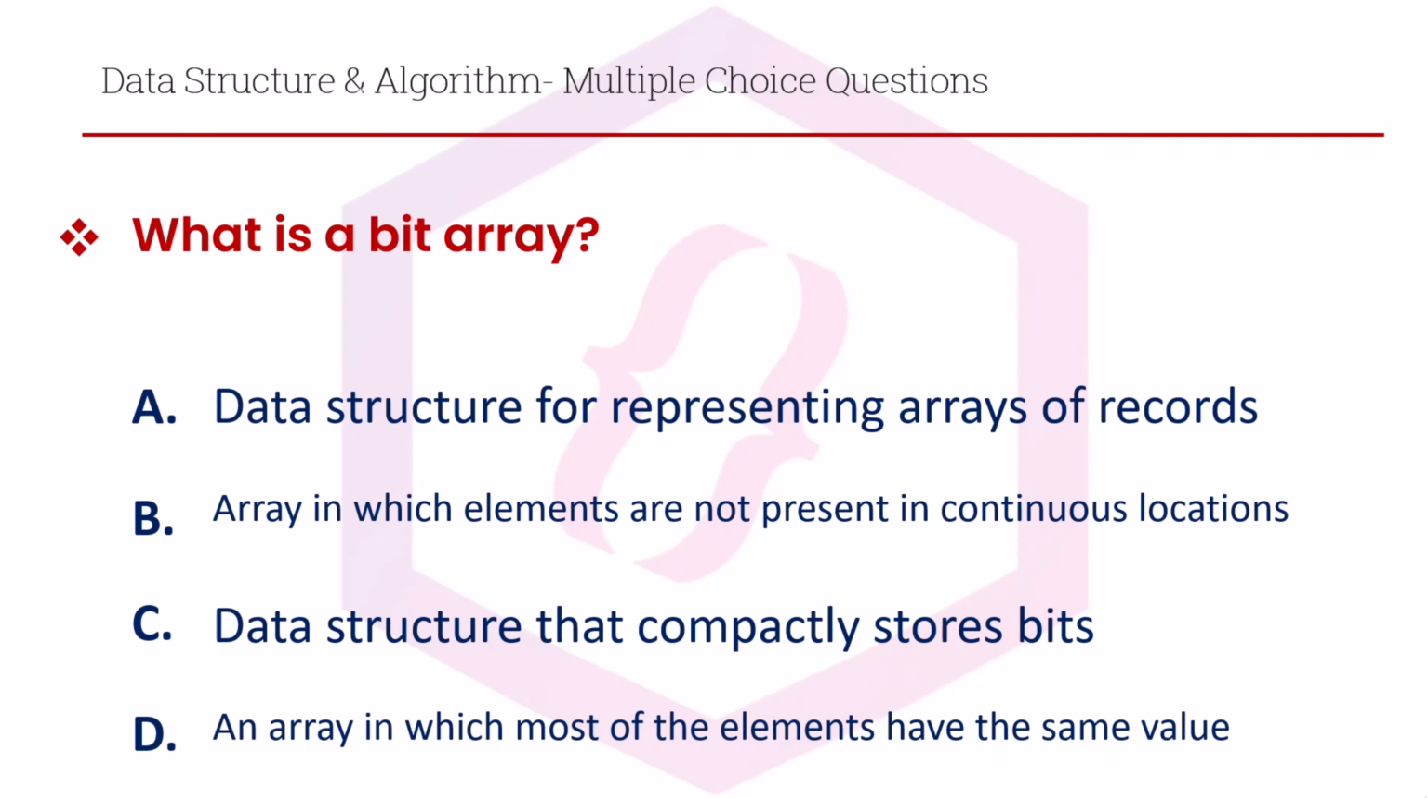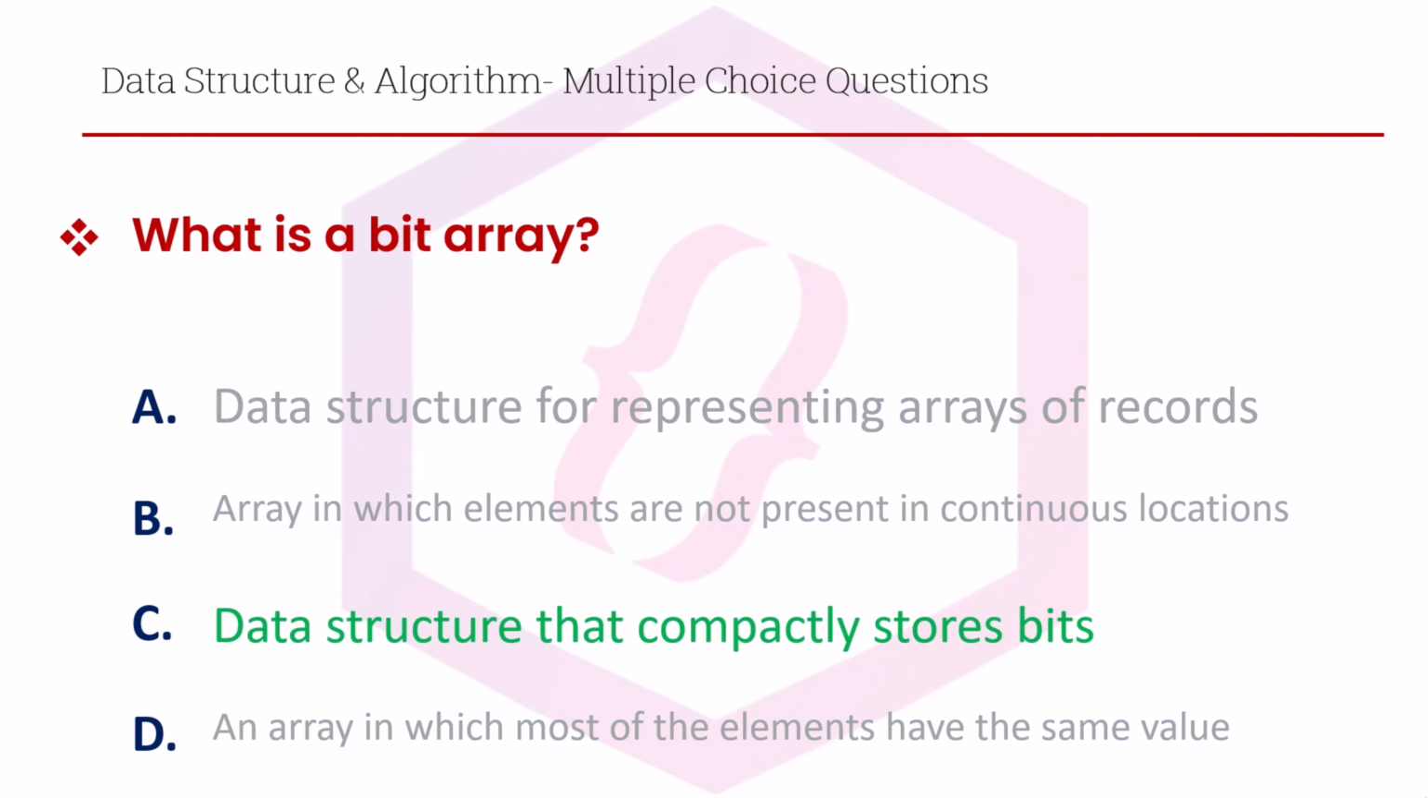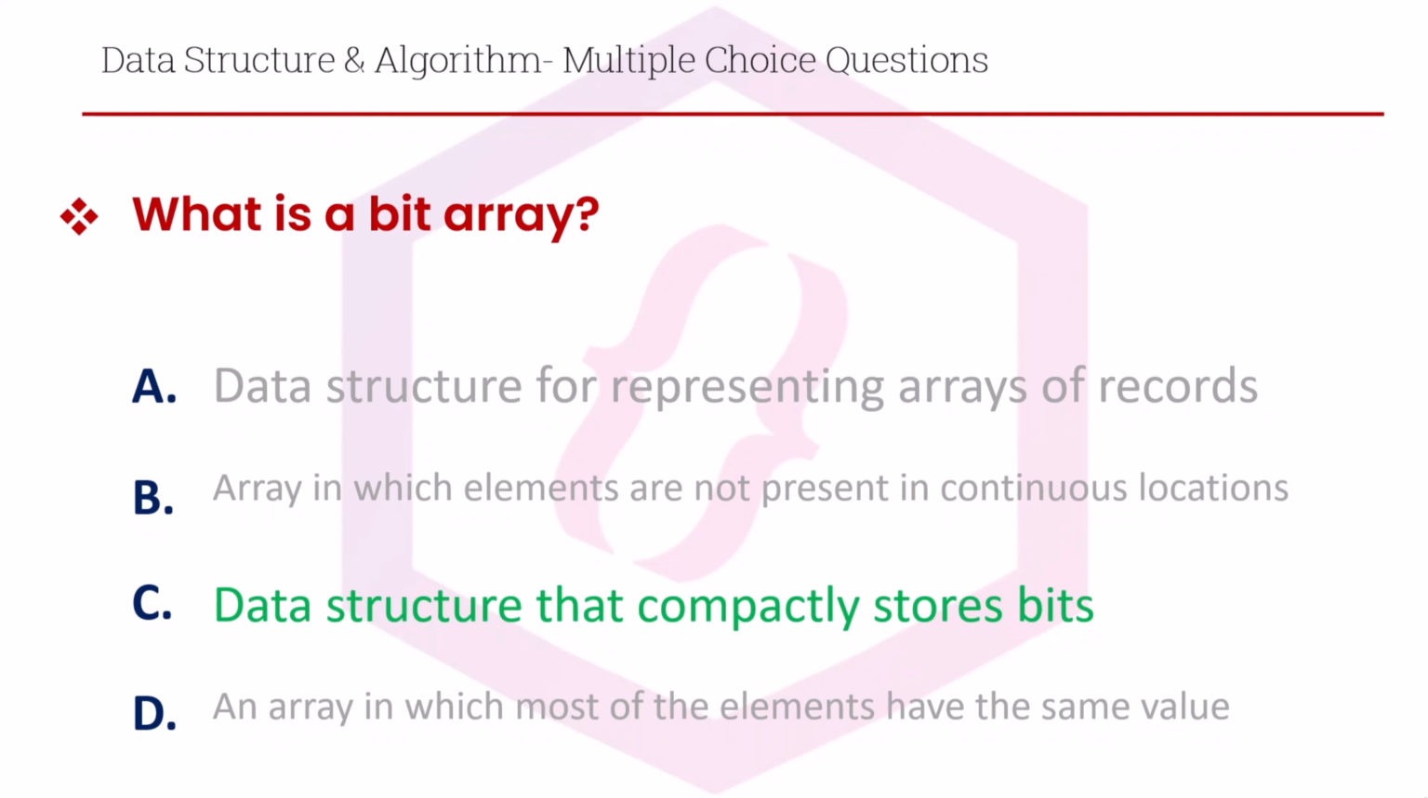What is a bit array? Option A, data structure for representing arrays of record. Option B, array in which elements are not present in continuous location. Option C, data structure that compactly stores bits. Option D, an array in which most of the elements have the same value. And the correct answer is option C, data structure that compactly stores bits.